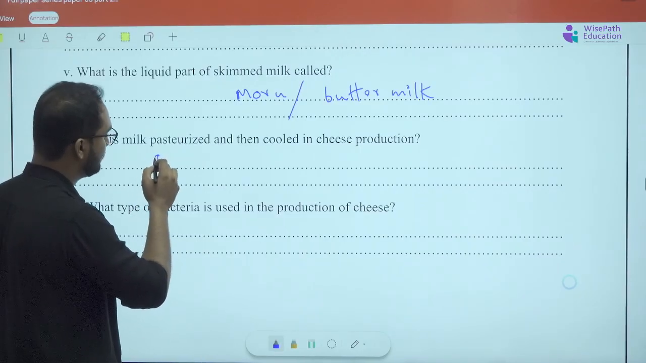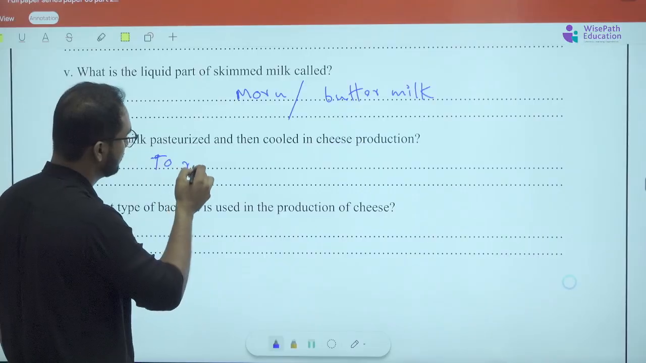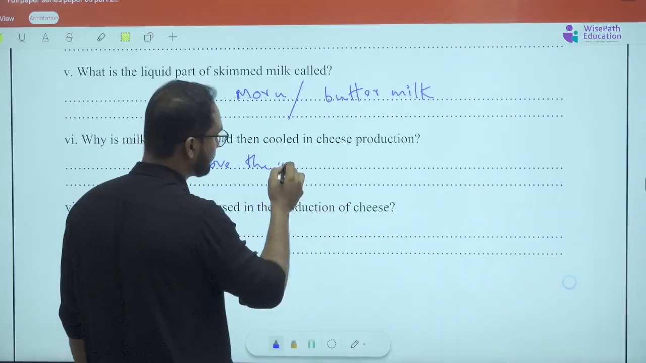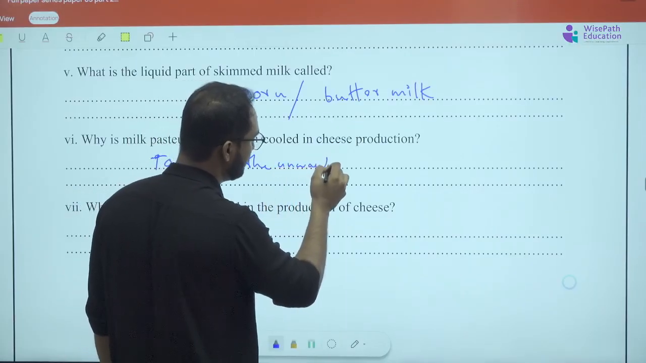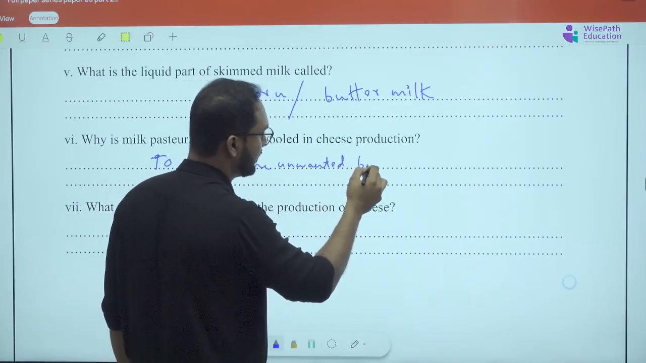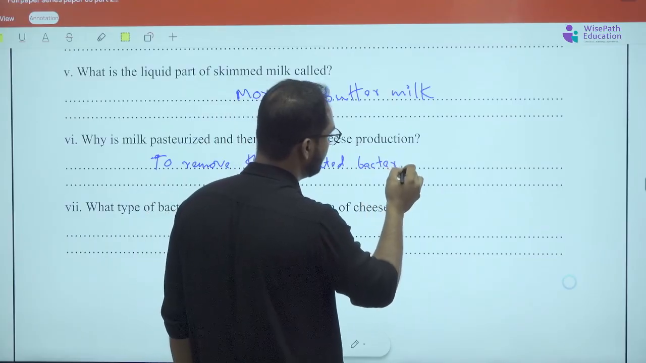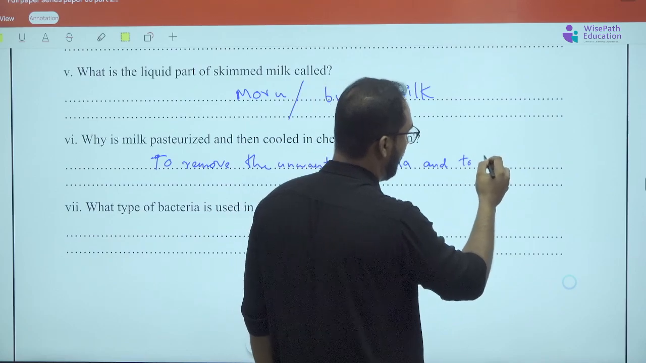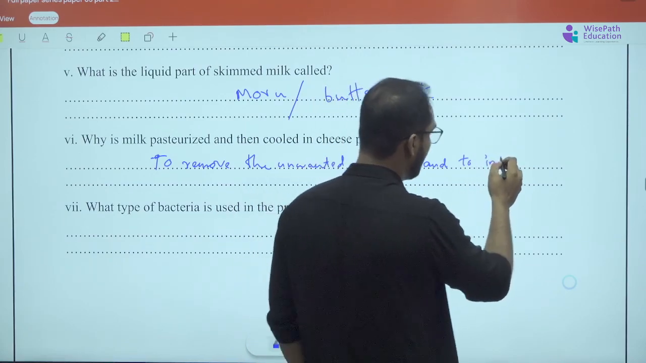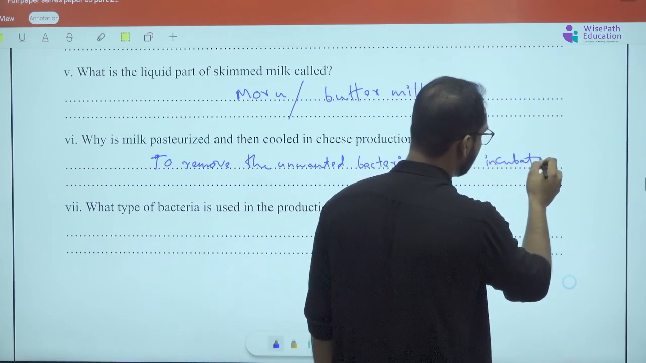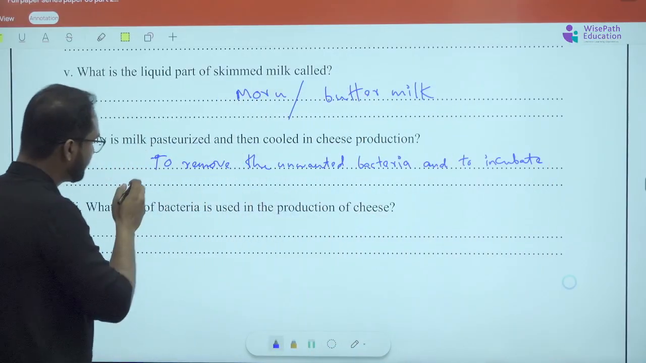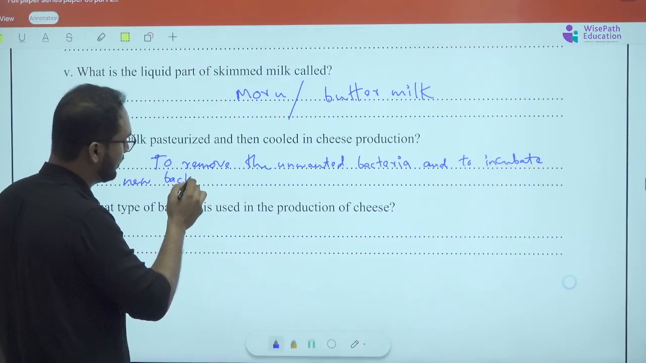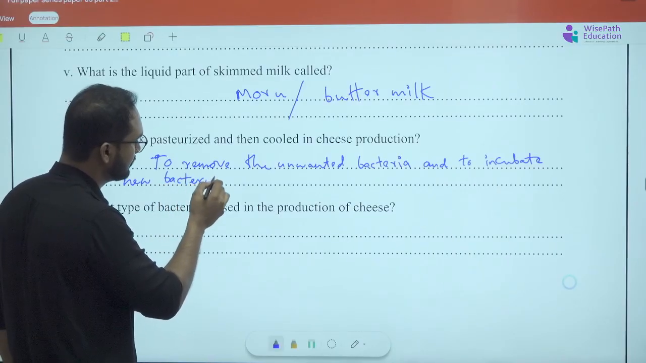To remove the unwanted bacteria and to incubate new bacteria samples.